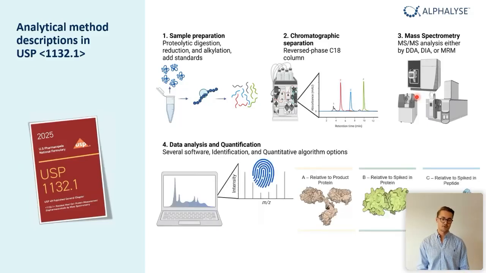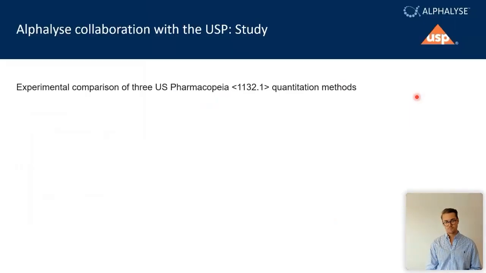Then there's the data analysis and quantification aspect. There's quite a lot of different analysis software and algorithms available. USP 1132.1 covers no specific software, but says again that you should consider what you want out from this and use the one which makes sense for you. But when it comes to the quantitation algorithms, there are 3 options mentioned here. There's method A, relative to product protein, B, relative to spiked-in protein, and C, relative to spiked-in peptide. So this is what I'll be diving a little bit more into in this study.